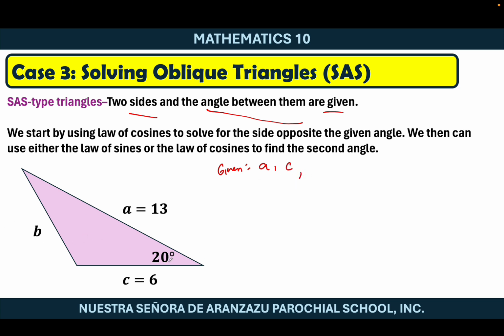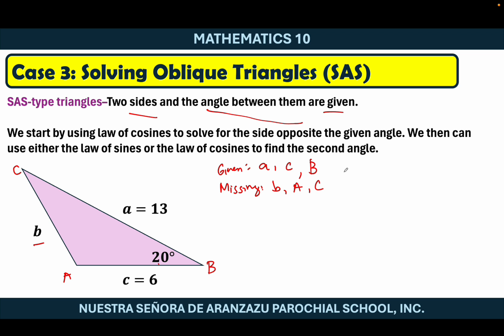Ano sa tingin nyo yung sukat nito? Anong angle to? Okay, very good. That is angle B. Bakit angle B? Since the opposite side is B, so basically the opposite angle should be the same letter. So this is angle A and this is angle C. Now, ang hinahanap natin ngayon are what? Side B, angle A, and angle C.